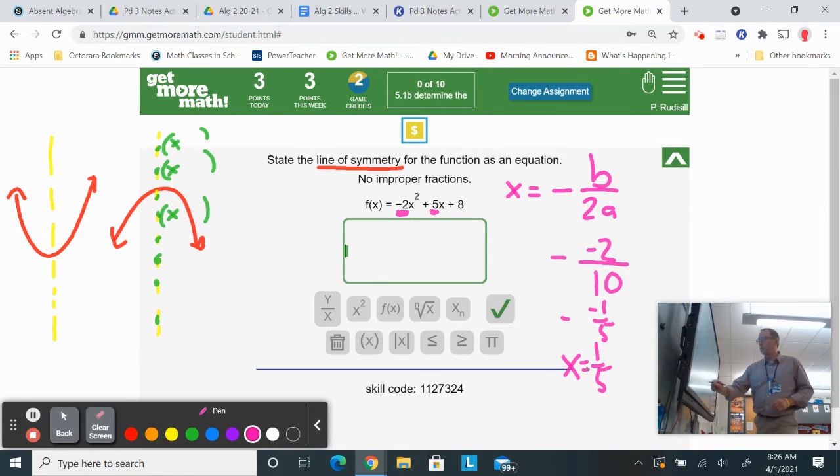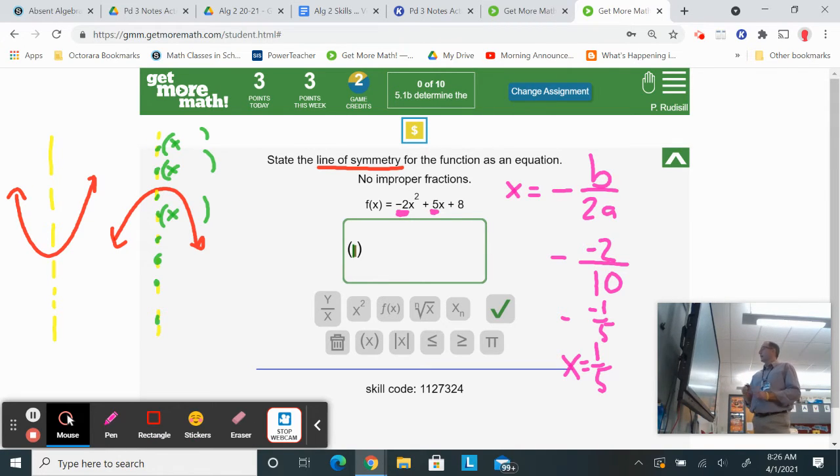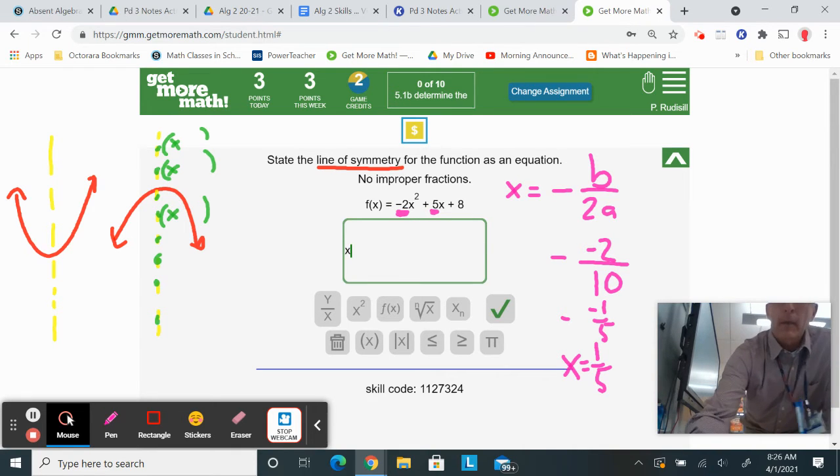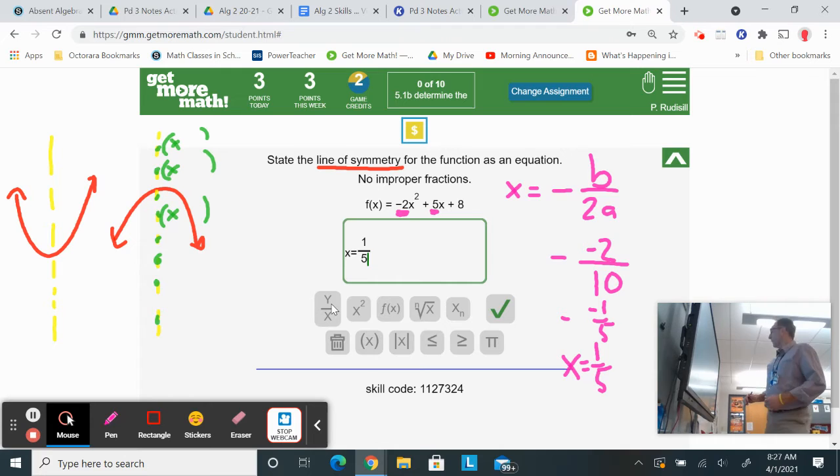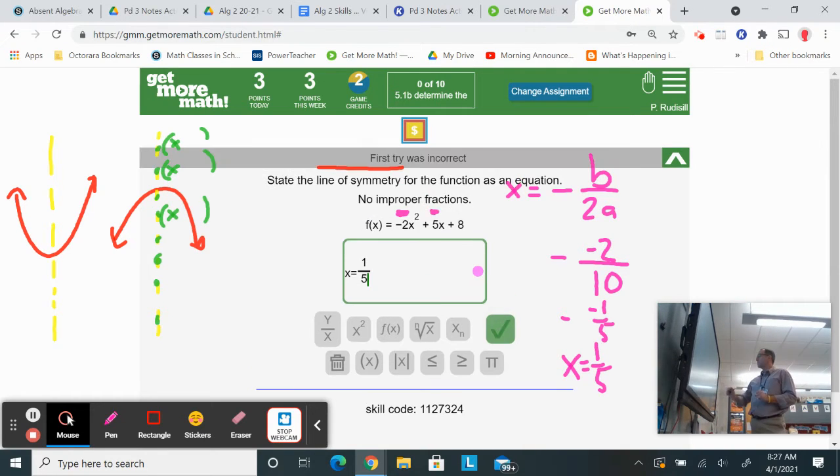So I'm going to tap my, actually I don't want that. I don't want that. I'm going to hit trash there. I want x equals, so I type in x equals, I need my fraction button. You don't always get a fraction, but sometimes you will. That should be my line of symmetry at x equals 1/5. It will be a vertical line where all the x's will be 1/5. The y's will change because the line is vertical, but the x's are always 1/5. Let's see how we did.